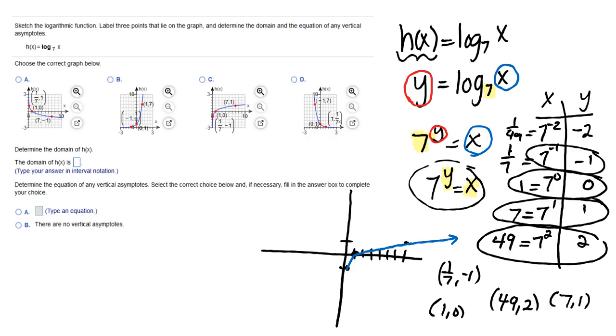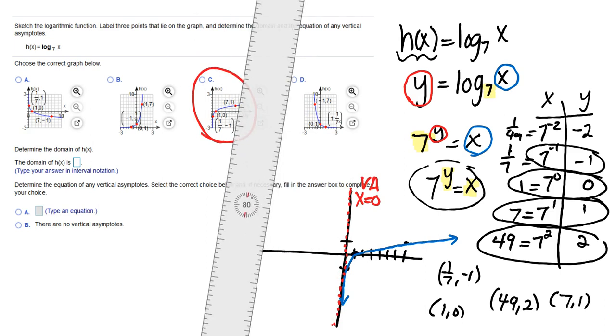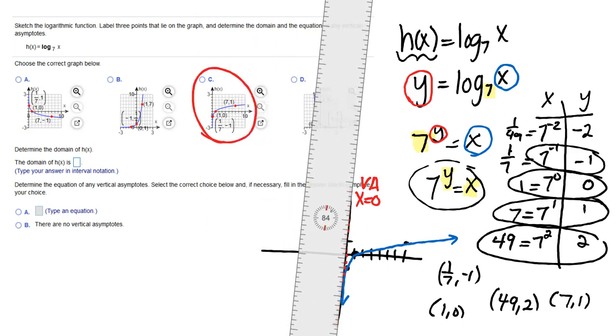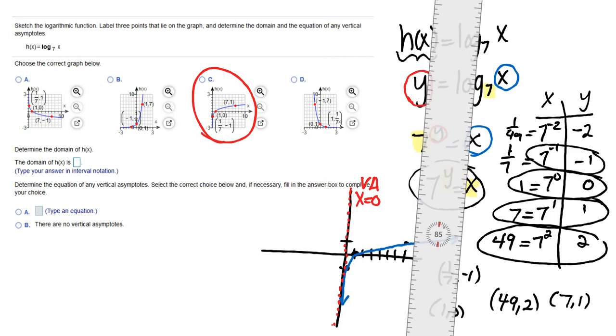The pattern continues on this way, and along this side I have a vertical asymptote. A vertical asymptote is going right on top of the y-axis. It's the vertical line x equals 0. So that's our vertical asymptote. So you can see our picture looks like choice C. The domain we can get from the picture if we use our ruler. If we go from left to right, the graph doesn't start until we get to that y-axis. So it starts at 0 and goes to infinity.